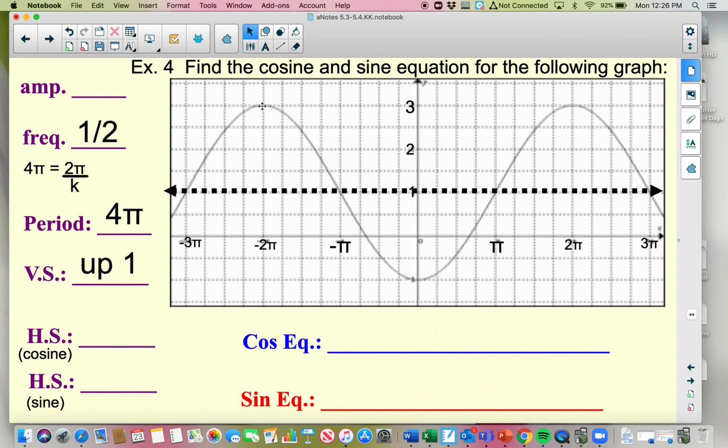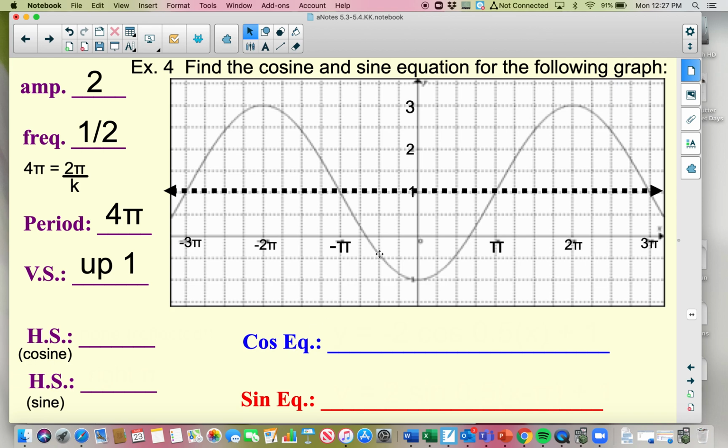Okay, the amplitude is the height from the midline to a max or a min. That height is 2, right? It goes from 1 to 3. It goes from 1 to -1. So the amplitude is 2. So all of this stuff I have highlighted right here is going to be fixed. You cannot change that for either the cosine or the sine.